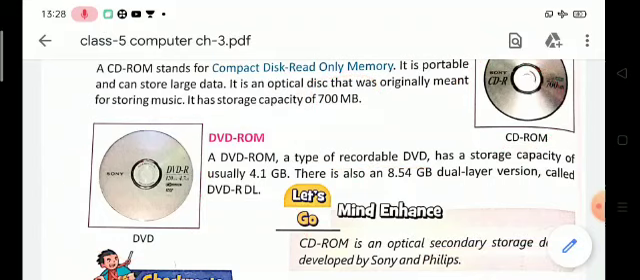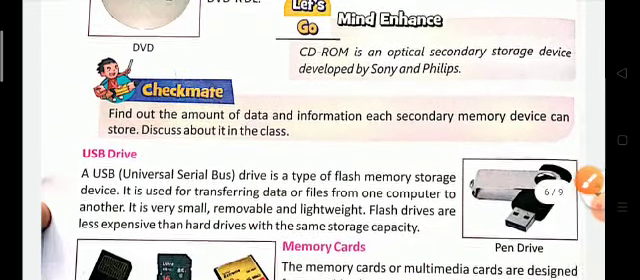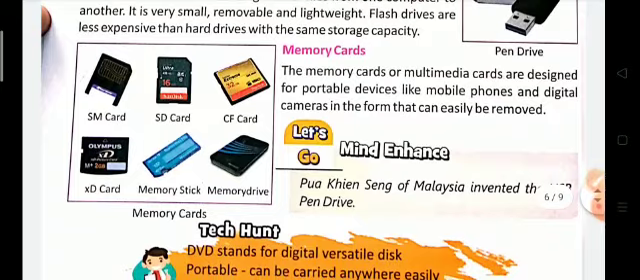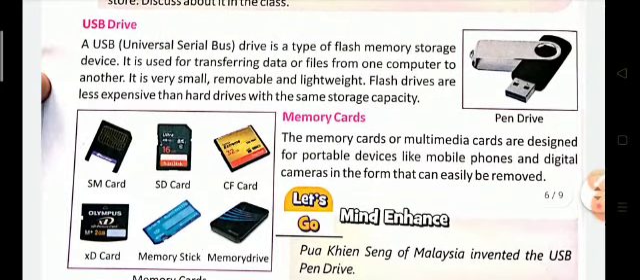So these are examples of secondary storage devices. USB memory card is also an example of a secondary memory device.